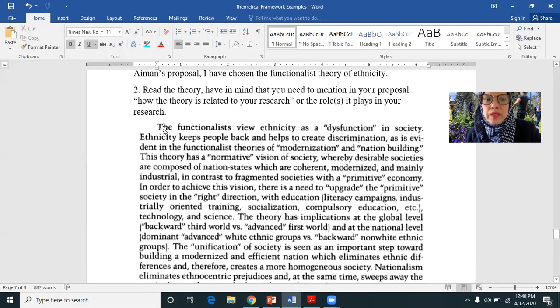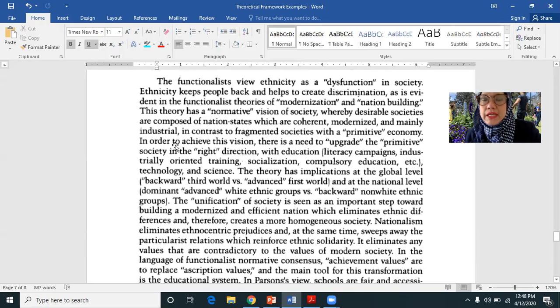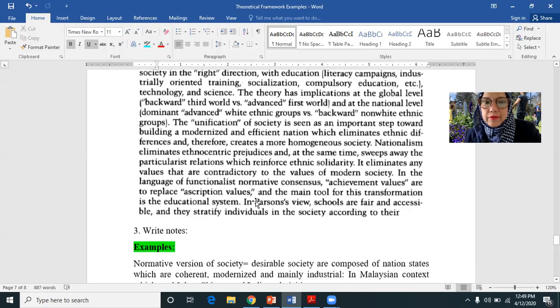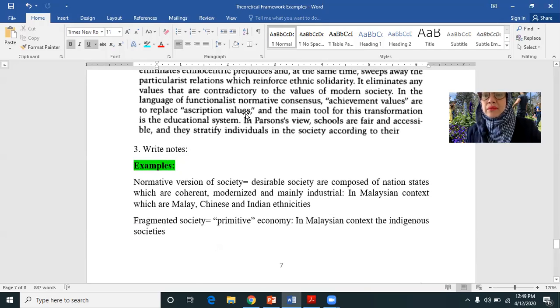Okay, so I will read the functionalist view of ethnicity as dysfunction in the society. Ethnicity keeps people back and helps to create discrimination. Is it the same as in Malaysia? When we segregate people as different ethnic groups like the Malays, the Chinese, does it also create discrimination? Okay, then you will read one by one, right? And then we will write notes, okay?